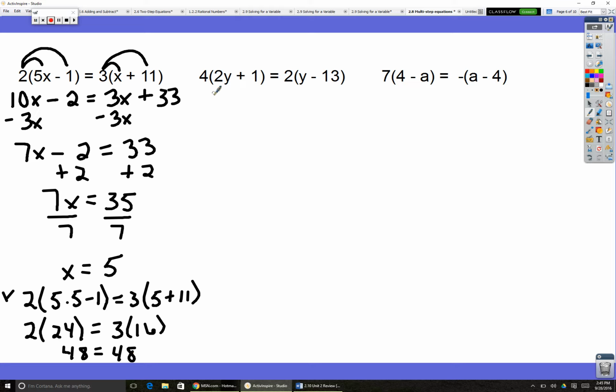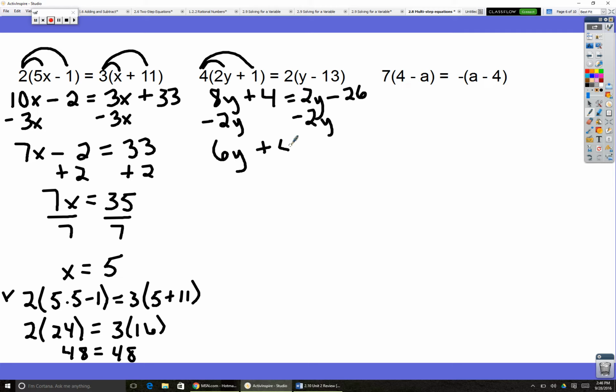Okay, next example. We have 8y plus 4, and again I'm distributing, is equal to 2y. 2 times negative 13 is negative 26. I'm going to move all of my variables to the left-hand side, so I'm going to subtract 2y from both sides. 8y minus 2y is 6y. 2y minus 2y is 0, so I'm just left with negative 26 on the right side.